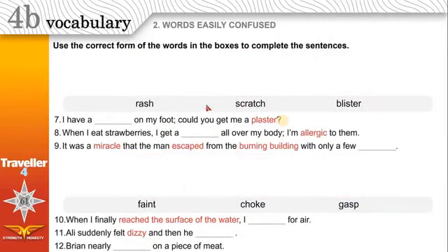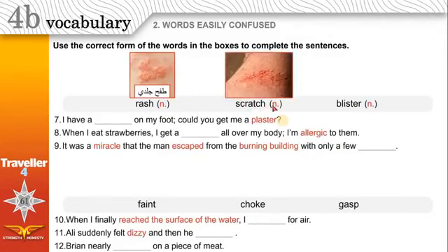Next we have rash, scratch, and blister. All of them are nouns. Rash is when somebody has a lot of red spots appearing on the skin after playing with animals or sometimes after eating some kinds of food. Scratch. Small cuts on the skin. Small cuts, not big cuts.